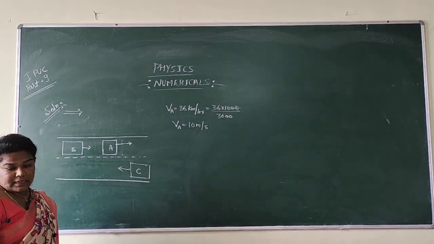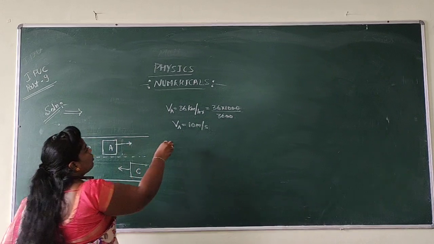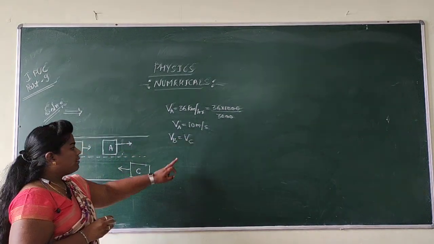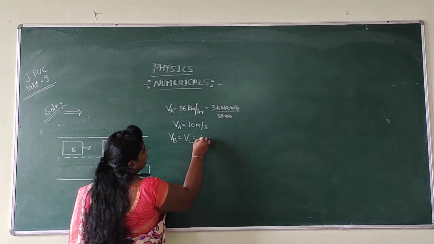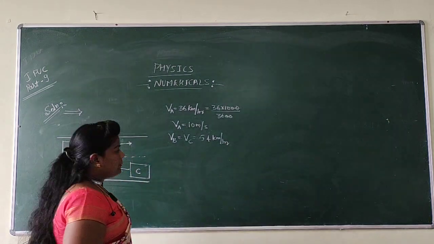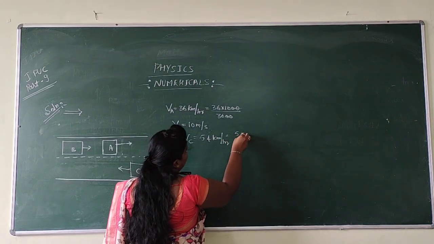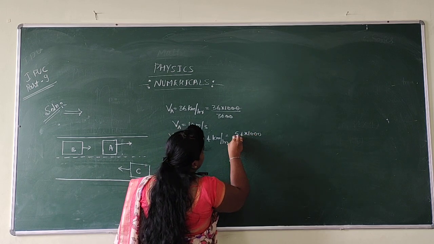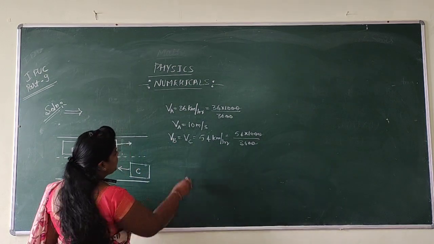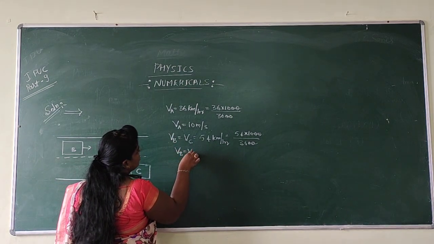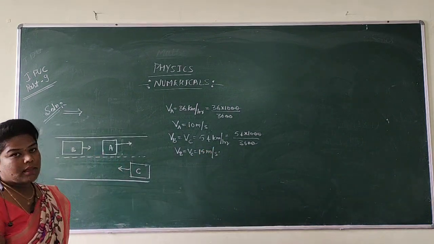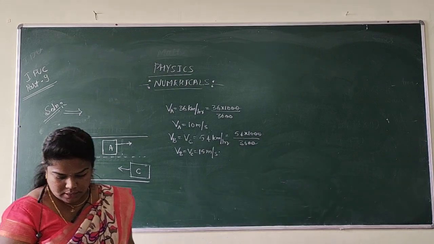What is the velocity they have given? They have given 54 km per hour. So VB is equal to VC. The velocity of car B and the velocity of car C are both equal to 54 km per hour. Let us convert this into meter per second. So it is equal to 54 into 1000 divided by 3600. It becomes equal to 15 meters per second. So VB is equal to VC is equal to 15 meter per second. Right. Now, what is the question?